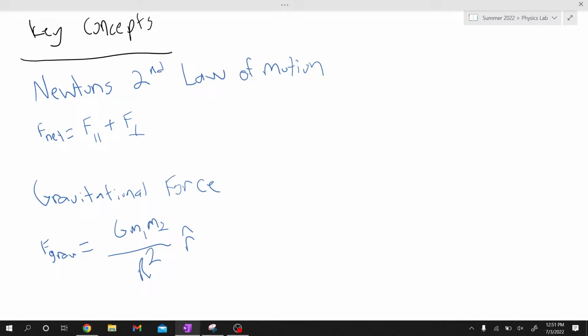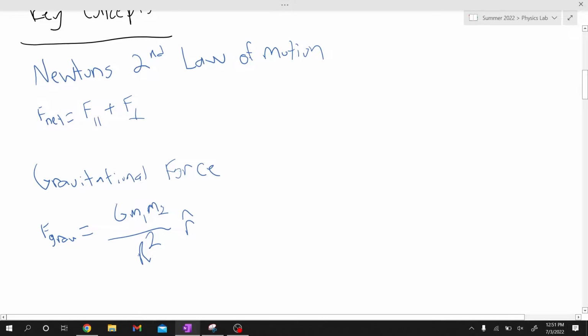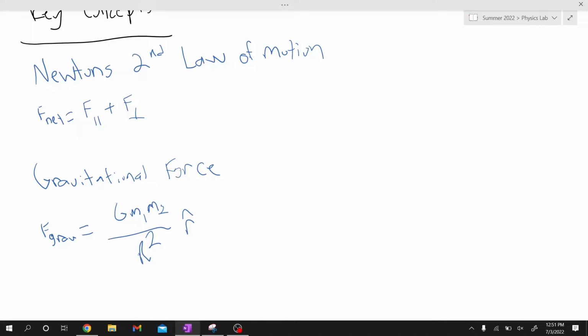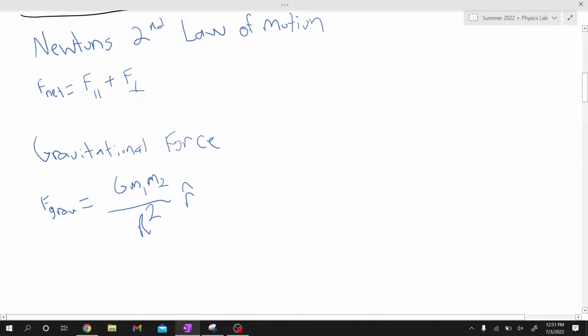And we'll also be using the gravitational force equation, which states that the force of gravity is equal to the gravitational constant times the mass of the first object times the mass of the second object divided by r squared.